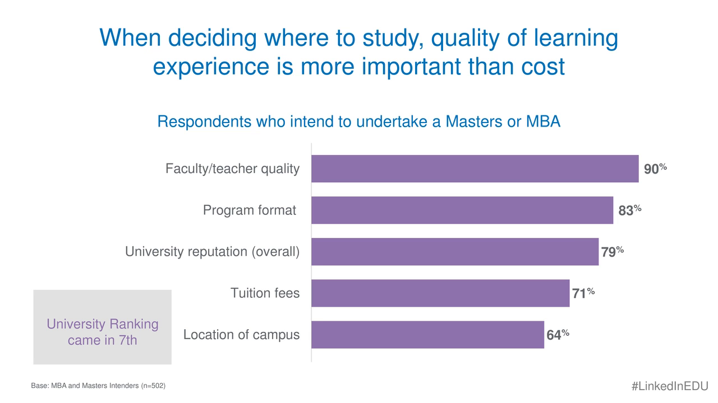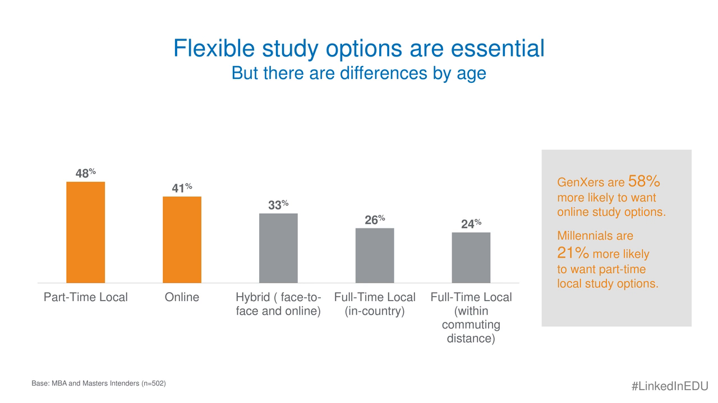We also found that flexible study options are essential for today's students. We heard that today's prospects are concerned about the cost of getting a degree, but we also heard that online learning options are creating increased competition for more traditional degrees, partly due to the cost and investment required. So our research showed that MBA and master's intenders want flexibility. They want to be able to pursue advanced degrees that fit into their lifestyle. And this is especially true for those over the age of 35.